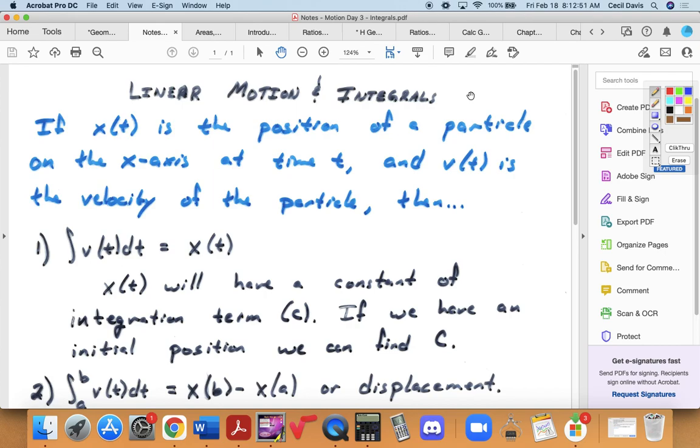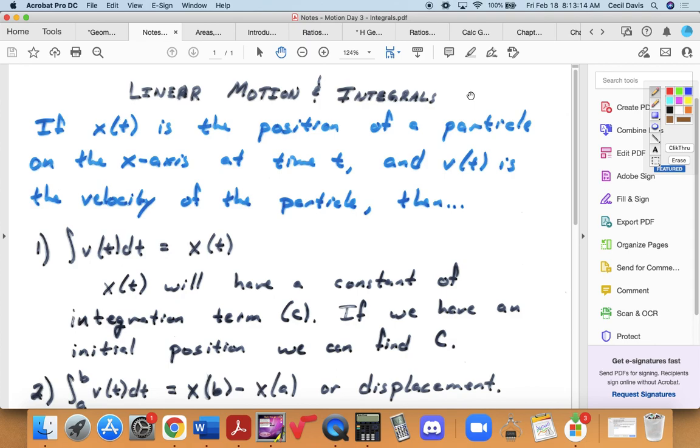So again, this should be all review for you. We're just putting all the motion stuff together in one place. So if x of t is the position of a particle on the x-axis at time t, by the way, it could be on the line y equals 3. Okay, it could be on the y-axis. They're not always on the x-axis.